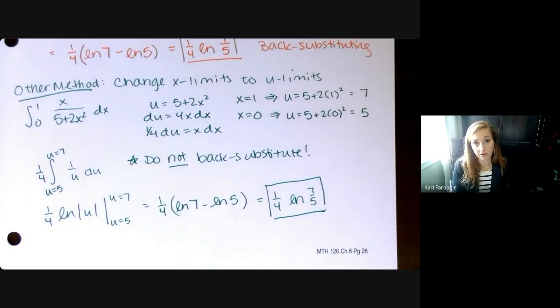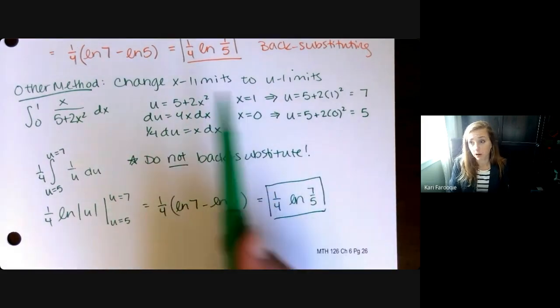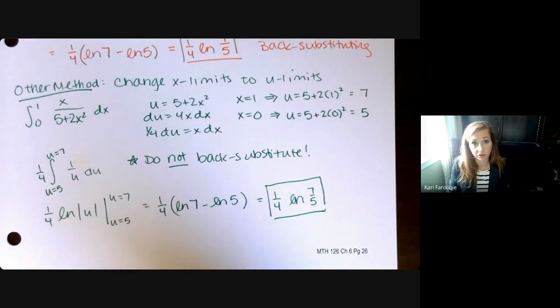of finding these definite integrals, because now I don't have to back substitute. There's nothing messy about it. I make one big substitution. I change everything all at the same time, and then I just use the FTC. So this is the method that you're going to see me use the most often.